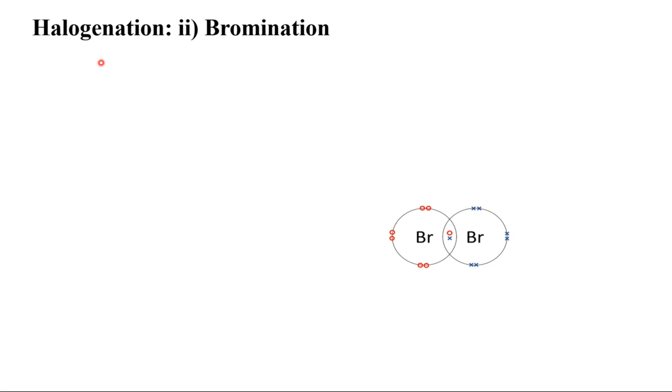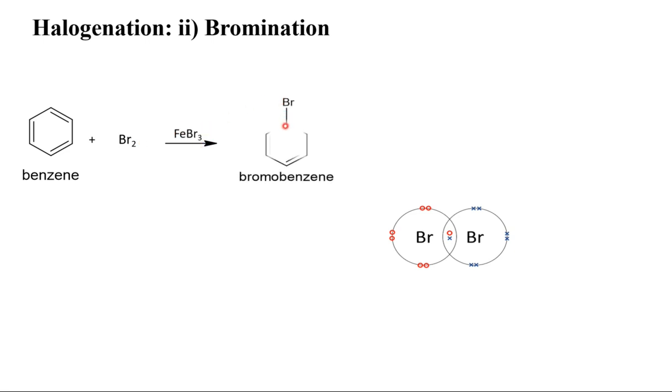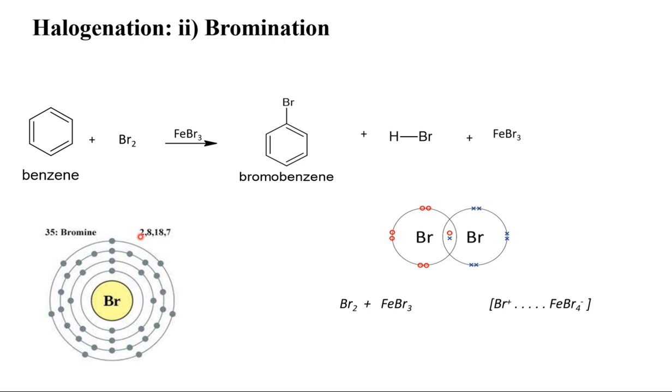Now, let's move on to the electrophilic reaction known as bromination. As the name suggests, bromine is the key atom in this reaction. An electron pair from the benzene ring attacks the positively polarized bromine in the presence of ferric bromide, forming a new carbon-bromine bond. This results in bromobenzene as the product, along with hydrobromic acid, HBr, while FeBr₃ is regenerated to complete the reaction cycle.